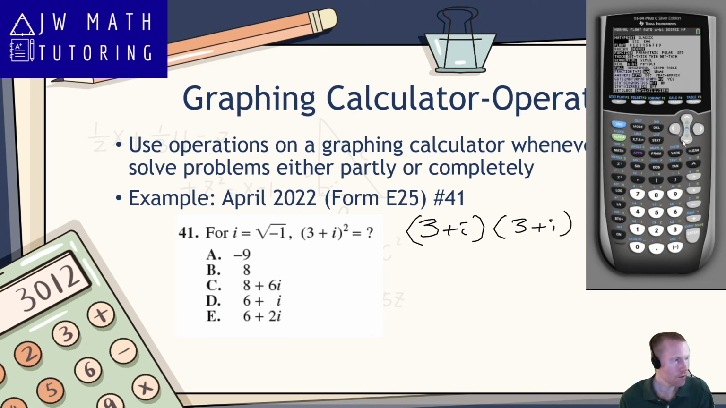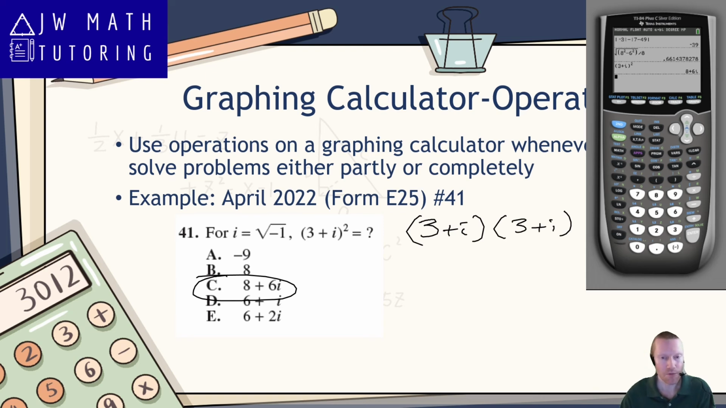First, we just want to double check and make sure that we are in a plus bi mode. So I go to the mode screen, and yes, we are. And then all I have to do is just type in 3 plus i. I get i down here by hitting second and period. Close the parentheses, squared button, 8 plus 6i. There's our answer. Letter C.